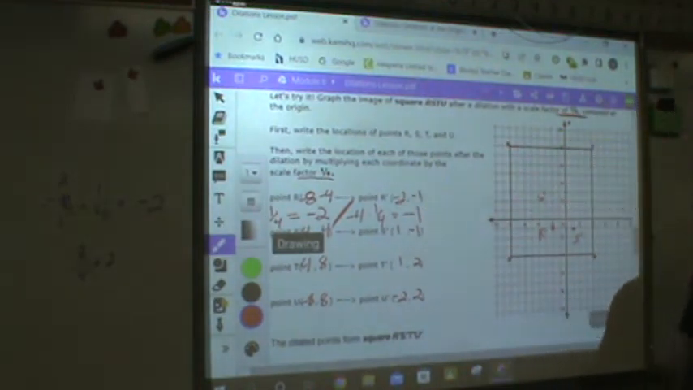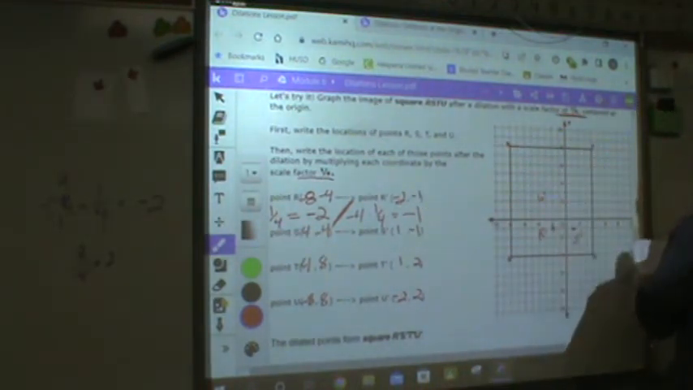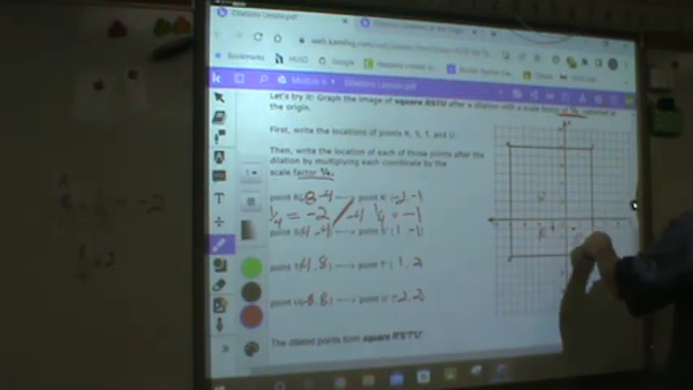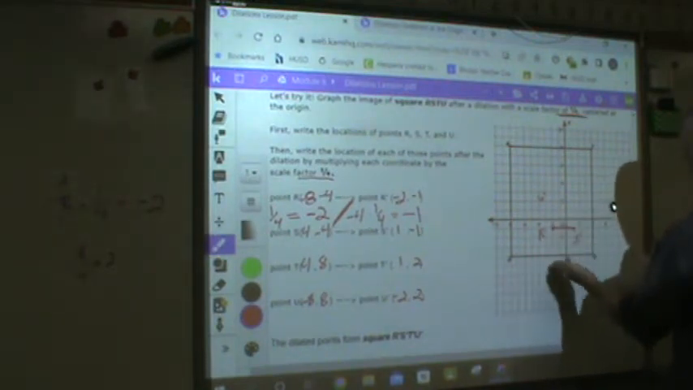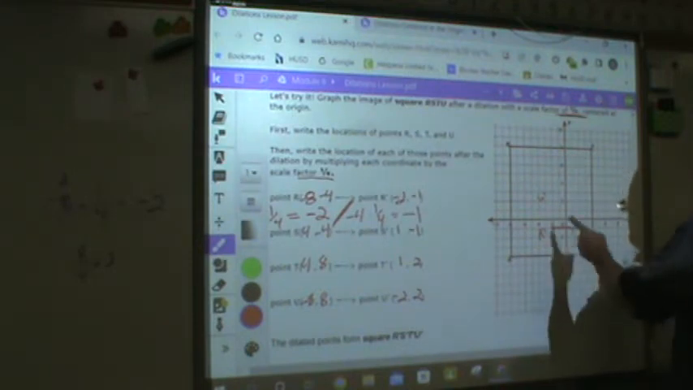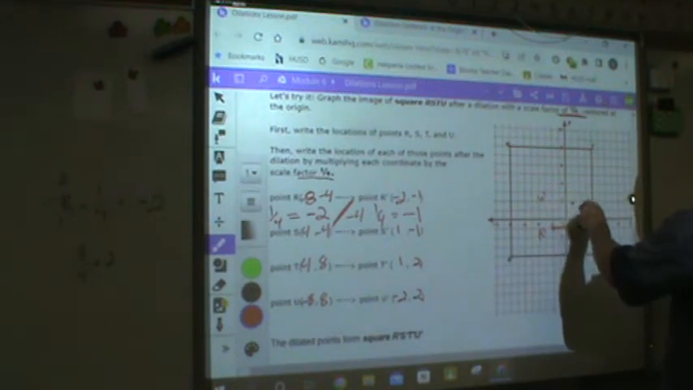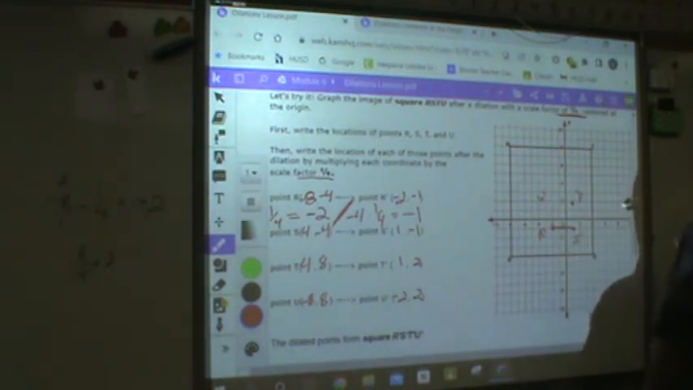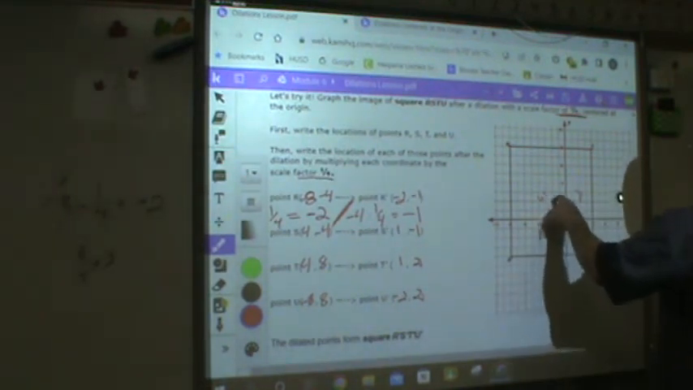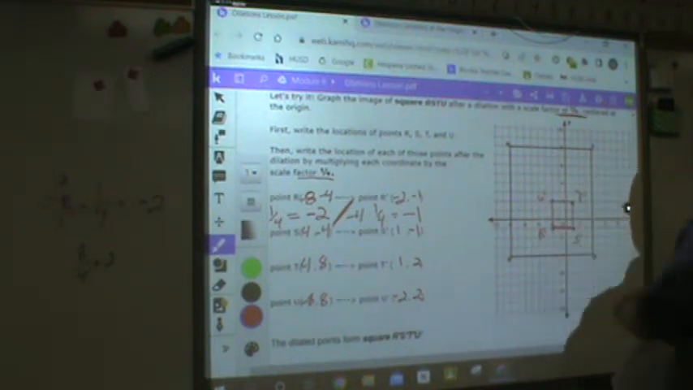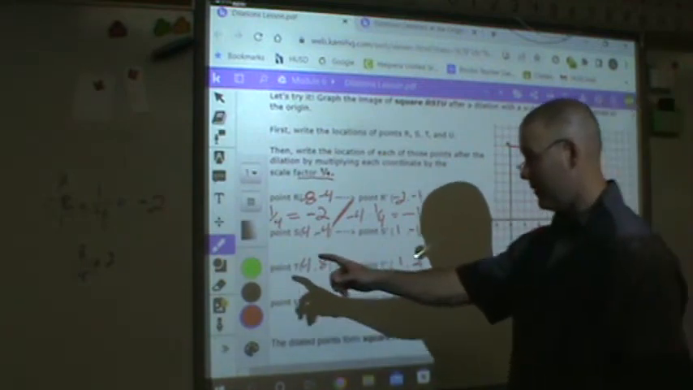Negative 2 and negative 1, that's correct. S should be at 1 and negative 1. That's correct. It's parallel with the bottom. Okay? T and U. Well, T should be at positive 1 and positive 2. There is T. I think I just put that one in the wrong spot. And negative 2, positive 2. Yes, I put it in the wrong spot. So I just made a mistake when I plotted my points. But I caught my mistake.